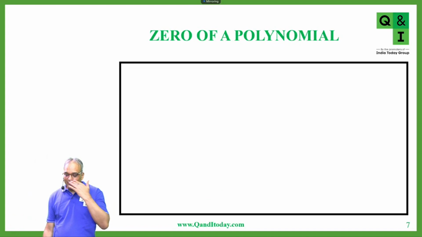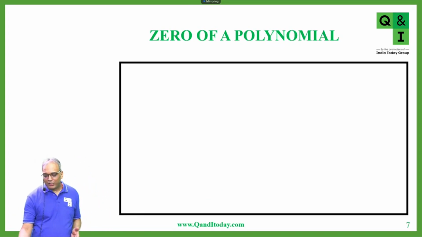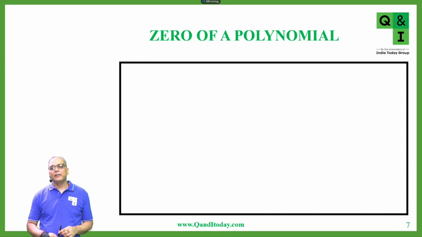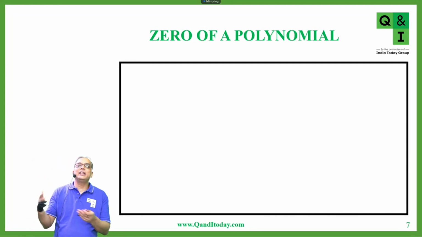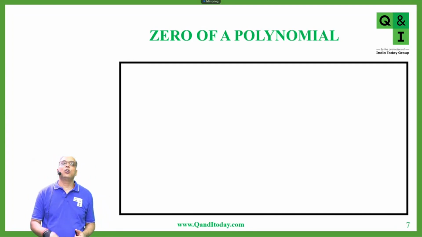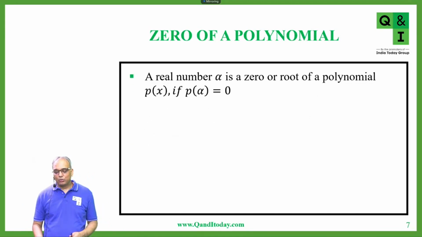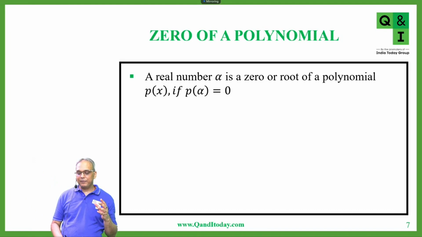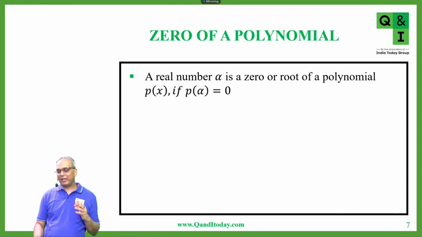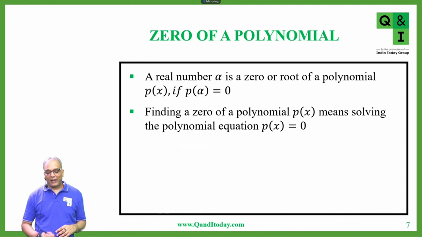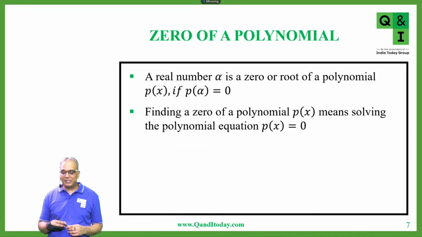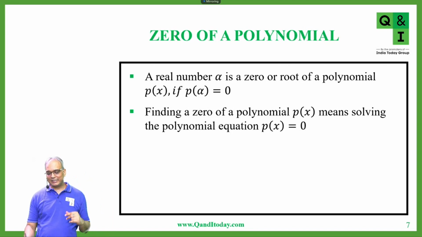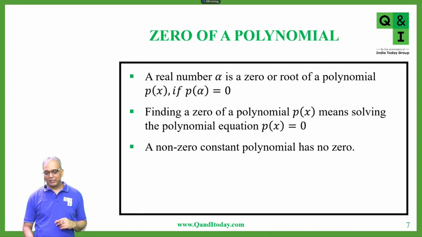Okay. Now, zero of a polynomial. What does zero of a polynomial mean? That value of the variable which makes the value of the polynomial equal to 0 is called the zero of a polynomial, right? So a real number alpha is a zero or root of a polynomial P(x) if P of alpha is equal to 0. So finding a zero of a polynomial P(x) means solving the polynomial equation P(x) is equal to 0. Solve it for x and you will get the zero of the polynomial, right?